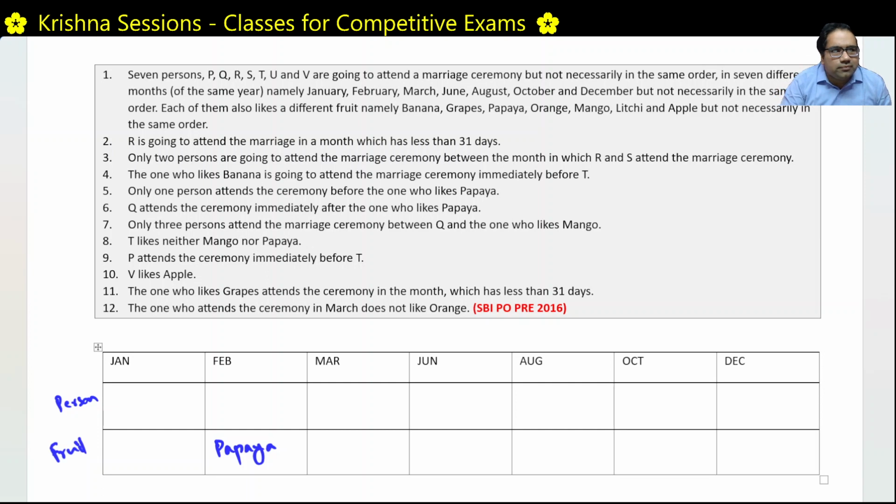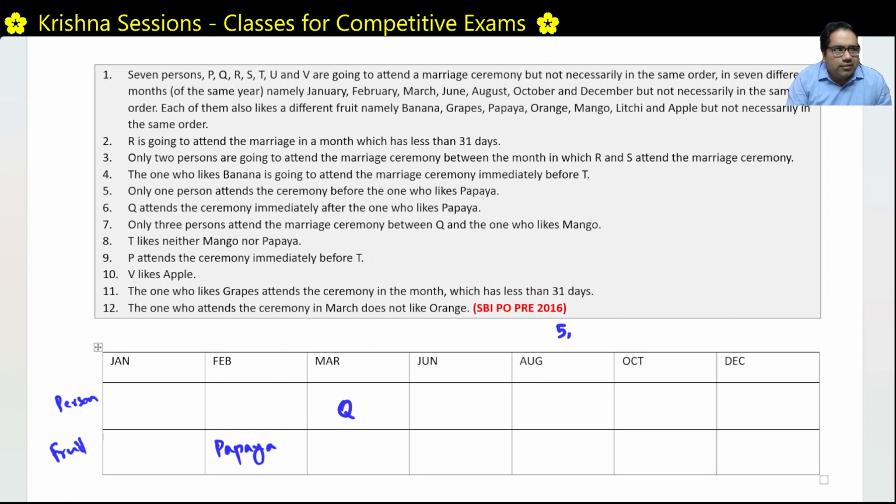Hint number 5. So we started with hint number 5. I'm writing it here. Q attends the ceremony immediately after the one who likes papaya. Who likes papaya? February. That means who is attending next? Q is attending next. The person is Q. Which fruit he likes, we don't know.